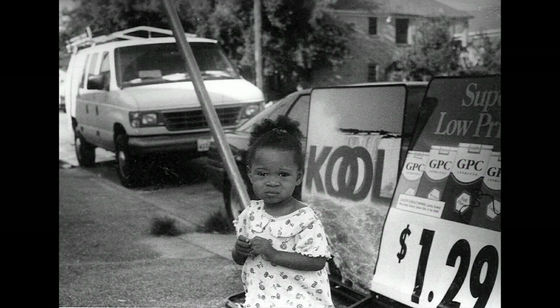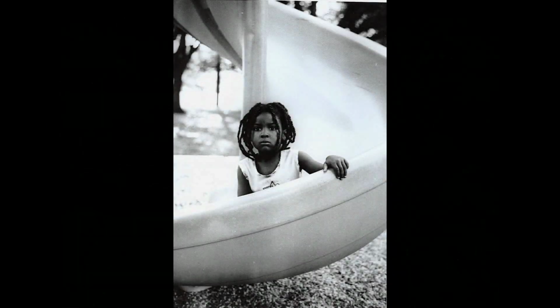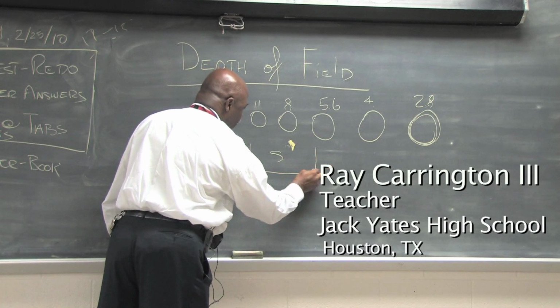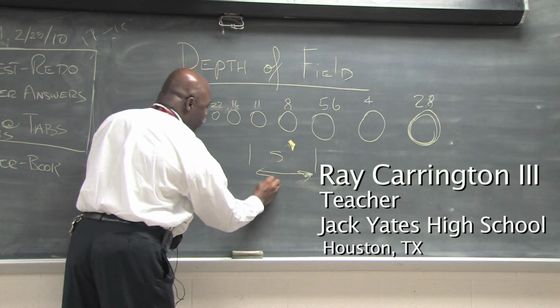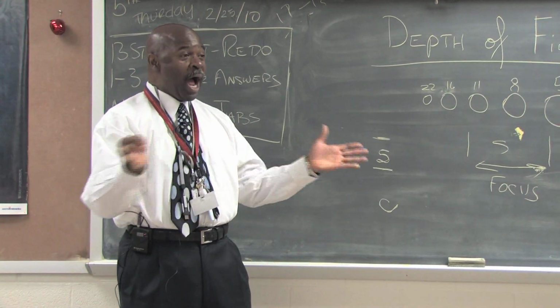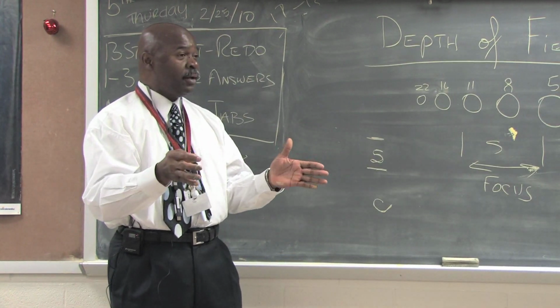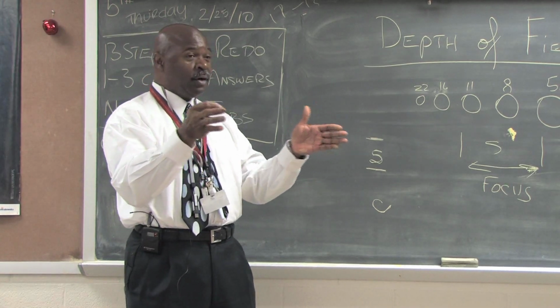Definition of depth of field: that area in front of your subject and behind your subject in which everything in between is in focus. Is it important to know how much latitude you have between it being out of focus and in focus?